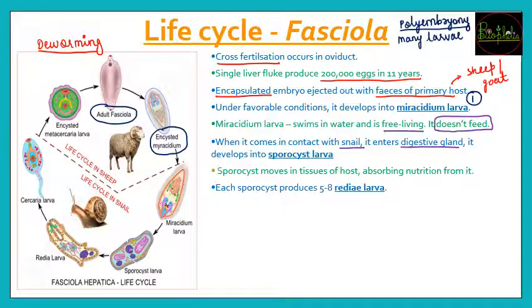And once that miracidium larva has reached the digestive gland, it is going to develop into the second larva, that is the sporocyst larva. So when the miracidium larva reaches the digestive gland of the snail, it will convert itself into the sporocyst larva, that is the second stage.